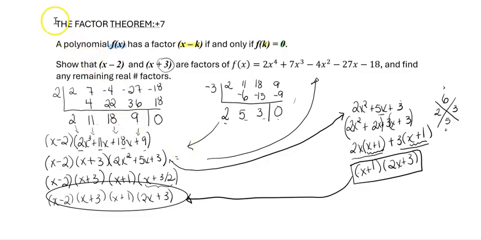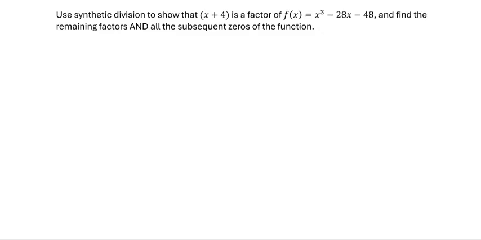You're going to copy the problem, pause the video after I put the problem up here, solve it, and then come back for the answer. Here's your problem. Use synthetic division to show that x plus 4 is a factor of f of x equals x to the third minus 28x minus 48, and then find the remaining factors and the subsequent zeros of the function f of x. Go ahead and pause your video and solve this problem, then come back and check your answers against mine.